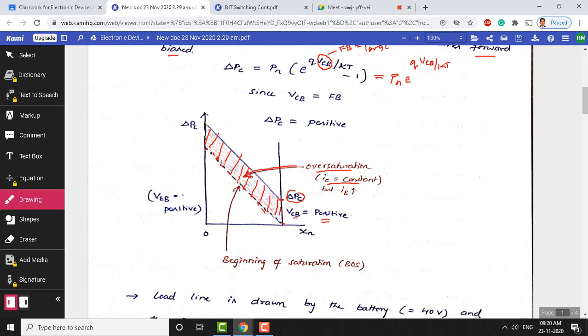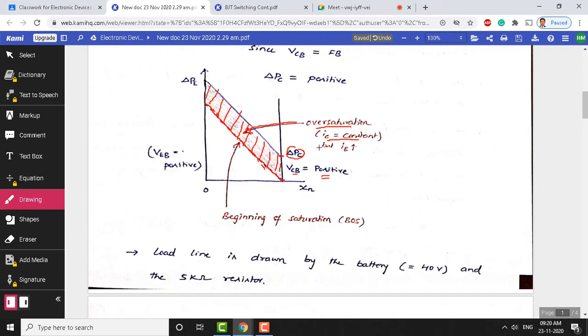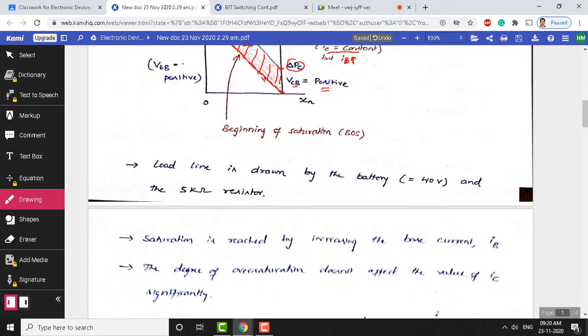But this bottom line is the commencement of saturation, or beginning of saturation. The moment we apply VCB, it becomes oversaturated. But at oversaturation, collector current is almost constant. Of course, if you want to make it largely oversaturated, you need to increase the base current. That's how we achieve it. And the current you can also calculate now. If you look at the load line, you can expect the current to be around 8 milliampere, because 40 volts by 5 kilo ohm gives you 8 milliampere of current.